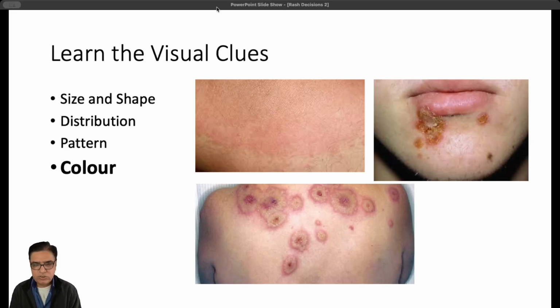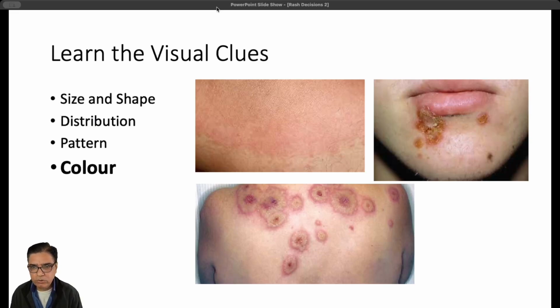So describe this. In the visual clues, you talk about whether the rash is macular, maculopapular, vesicular, nodular, whatever, depending on what you see. You talk about the distribution, whether it's localized or generalized, whether it's peripheral or central, whether it's symmetric or asymmetric, whether it's coalescing or discrete. So you talk about these things.